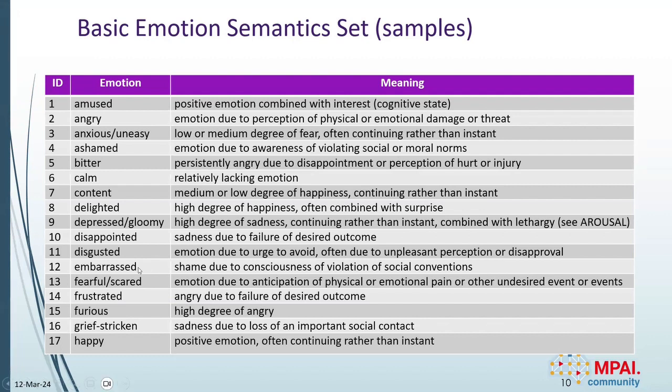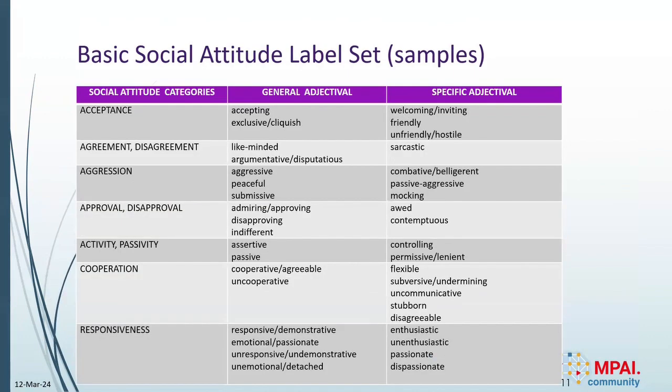Let's look at embarrassed, number 12. This is an emotion of shame due to consciousness of violation of social conventions. Sometimes it's a little difficult to tease apart whether a label should be called an emotion or a cognitive state. Surprised is an example, but we do the best we can. We also have some discussion of how we define emotion and cognitive state.